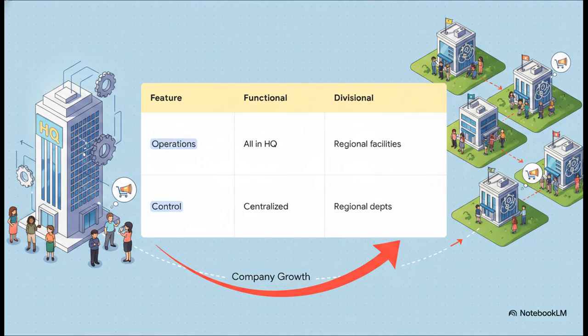So, what happens when that ecosystem grows geographically? Well, in a functional structure, all operations like marketing and purchasing are centralized right at headquarters. But let's say they expand and set up separate regional facilities, and suddenly each region gets its own marketing and purchasing departments. That company has officially transitioned to a divisional structure.